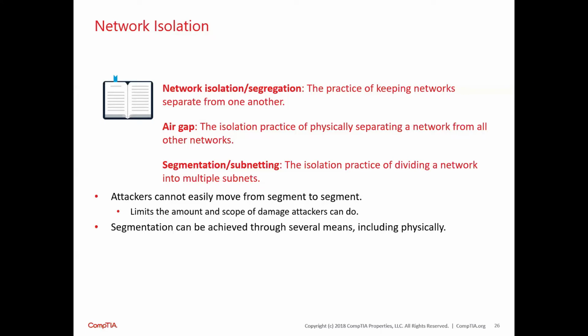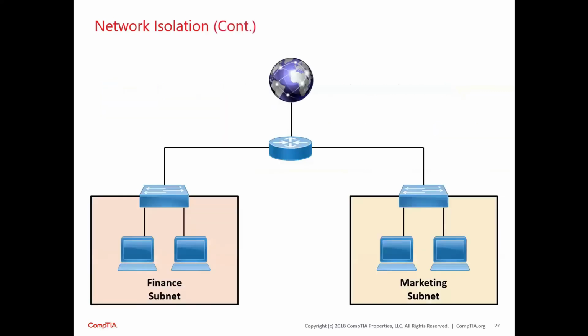Segmentation can be achieved through several means, including physical segmentation. Remember that VLAN is a logical segmentation. Subnetting is also logical segmentation. While for the physical, you have to really use air gap, which is physically separating the network from all other networks. So this is something called the VLAN, where you split the network into a finance subnet and marketing subnet, and they won't be able to talk to each other.